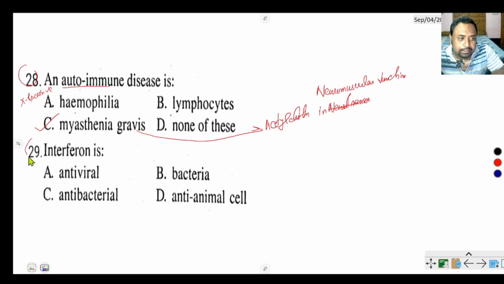Next question, interferon. Interferon is a signal protein produced by body cells when a virus infects the cell. Interferon means they interfere with the activity of the virus, like its DNA replication. Okay, that is antiviral.